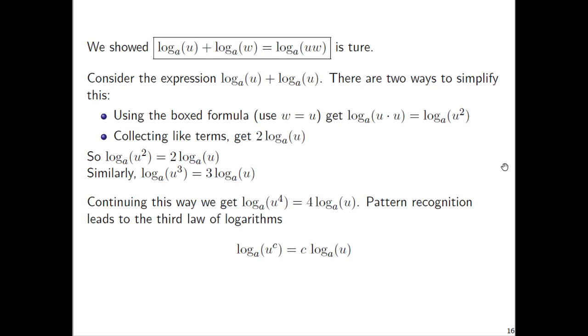If we do the same kind of logic, and you should work it out, you can get log base a of u to the third is equal to 3 times log base a of u. You can also get log base a of u to the fourth is equal to 4 times log base a of u. So pattern recognition leads to this: log base a of u to the c, make sure the c is in the parentheses, is equal to c times log base a of u, and that is the third of the 3 laws of logarithms.